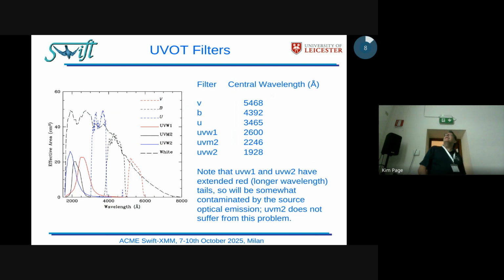So this shows the UVOT filter response curves here. One important thing to note is that the UVW1 and the UVW2 have what are called extended red or long wavelength tails. So they can be contaminated by the source optical emission rather than just be UV emission. But the UVM2 filter does not have these long tails. And also shown there is a white broadband passband, which is quite often used in the early stages of GRB detection.